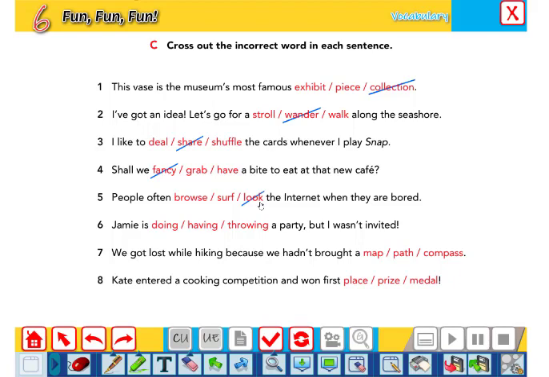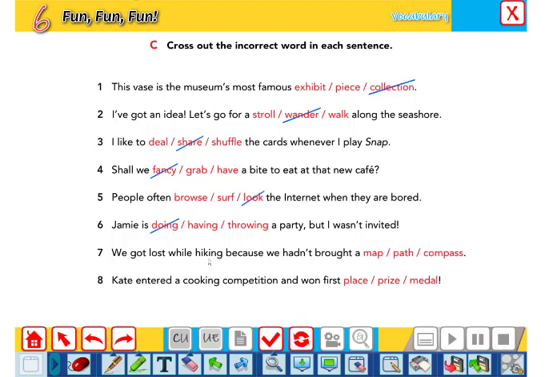Number six says here, Jamie is doing, having, throwing a party, but I wasn't invited. I really love the expression of throwing a party because, guys, throwing a party is like when we make a really cool party and we just throw a party. This is really amazing. We can say have a party. We know this is primary 2, primary 4, but we cannot say do a party. We don't do parties. We do homework, which we love the most, but we cannot do any parties. So do a party would be incorrect.